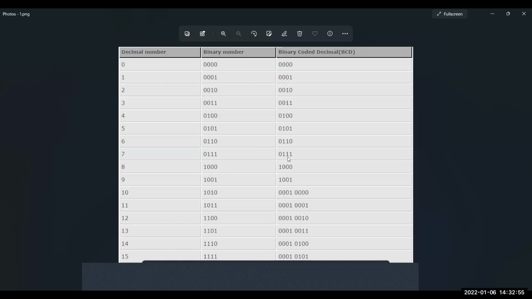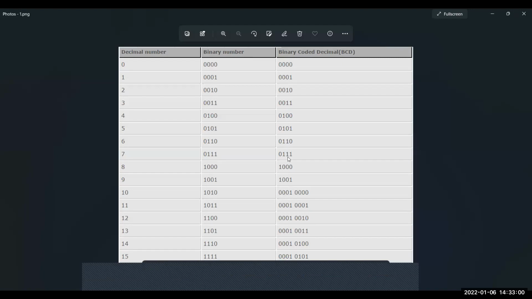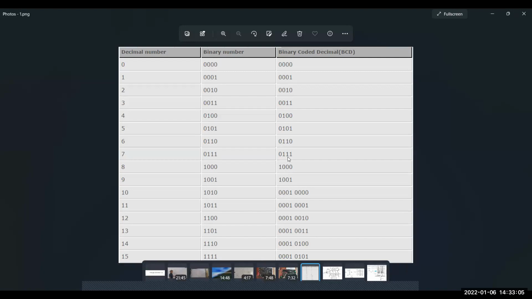Just a minute, I am sharing the screen. I think now the picture is visible for all of you. Yes. Okay, so here you can see that from 0 to 9, there is no difference between the binary number and the binary coded decimal or BCD number.